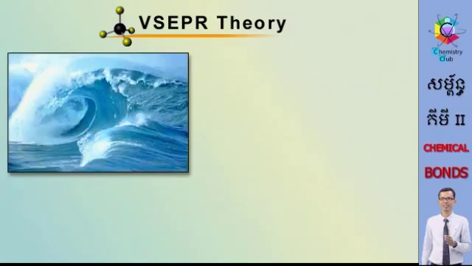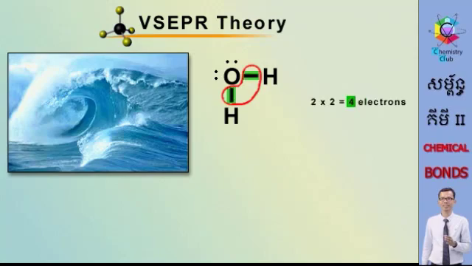VSEPR theory also applies to a water molecule. Look at the Lewis structure. How many electron pairs are there in a water molecule? There is 1 pair of electrons bonding oxygen to each hydrogen atom, and there are 2 lone pairs giving a total of 4 electron pairs.